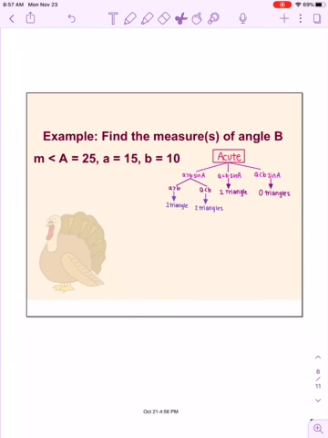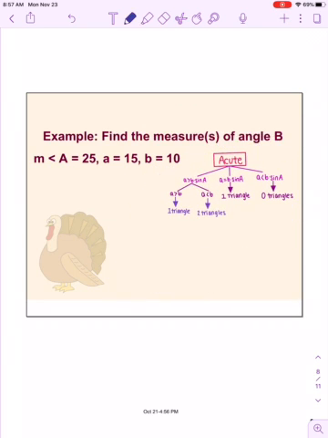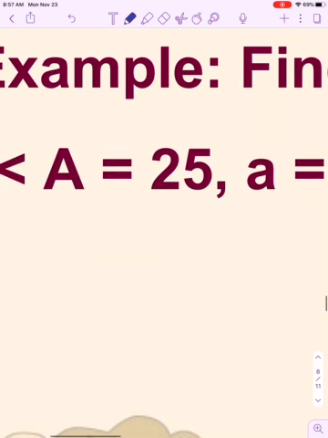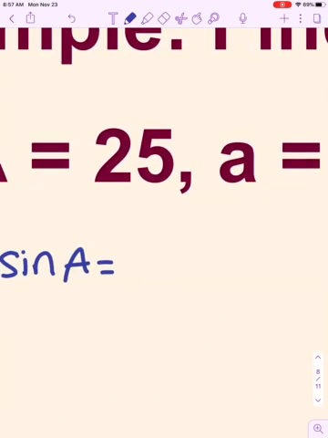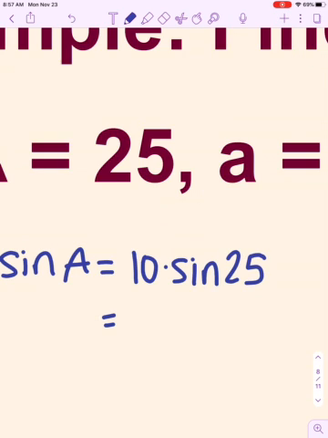All right, let's start from scratch on this one. Angle A is 25, so it's acute. So we have to start by finding our height. So B times the sine of A. So side B is 10 times the sine of 25. So 10 sine 25 is 4.2. That's our height.